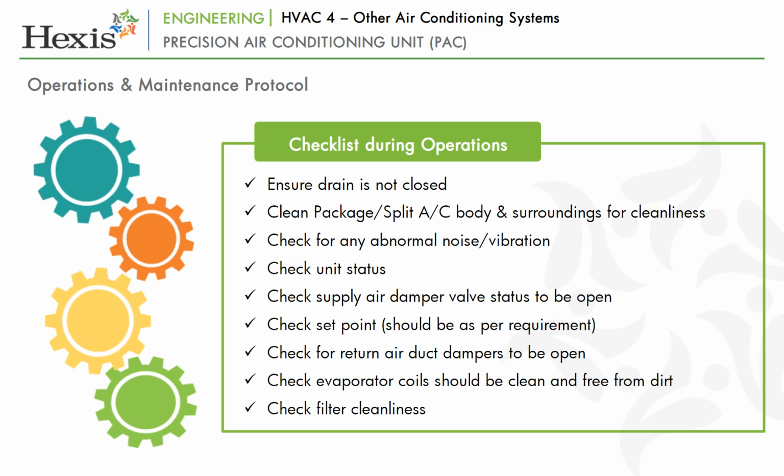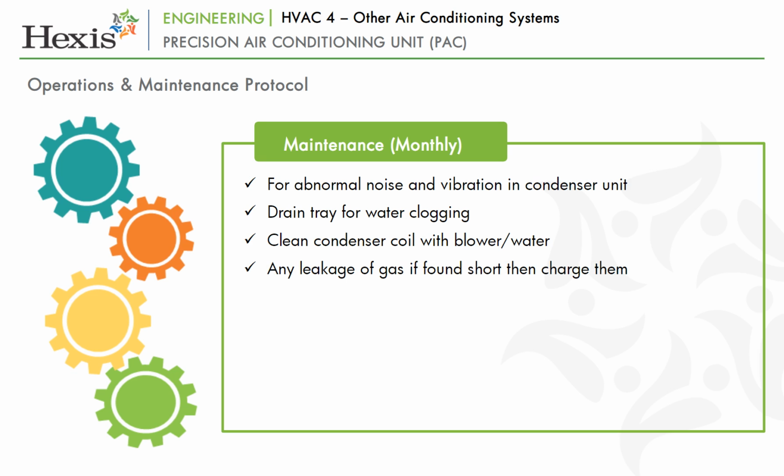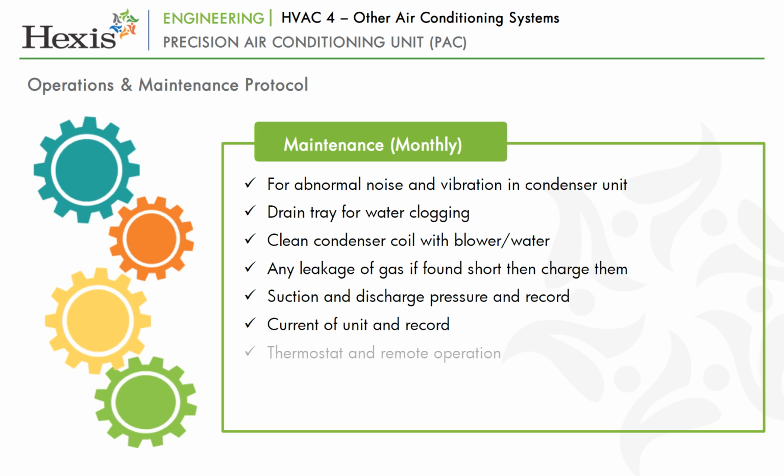Check filter cleanliness. For abnormal noise and vibration in condenser unit, check drain tray for water clogging. Clean condenser coil with blower or water. Any leakage of gas if found, short, then charge them. Check suction and discharge pressure and record. Check current of unit and record. Check thermostat and remote operation. Check all electrical connections. Clean unit by cloth and blower.